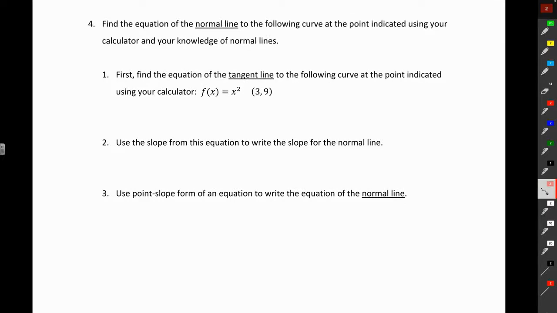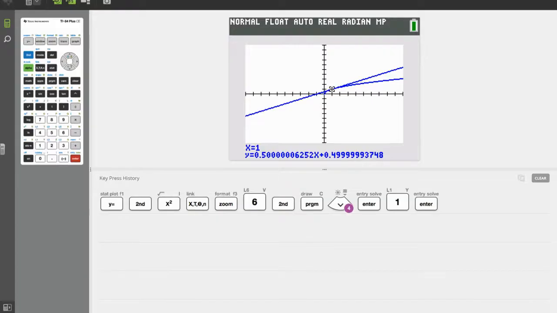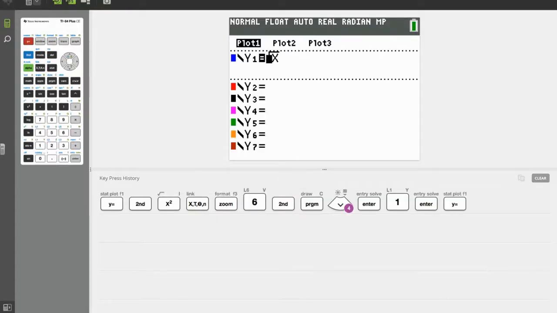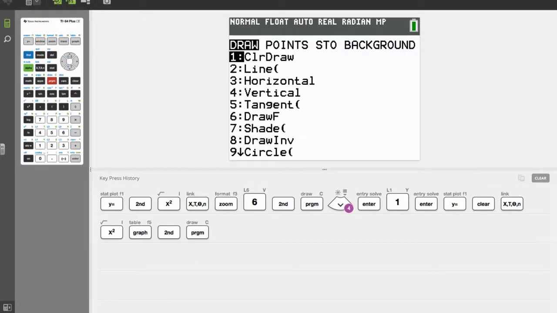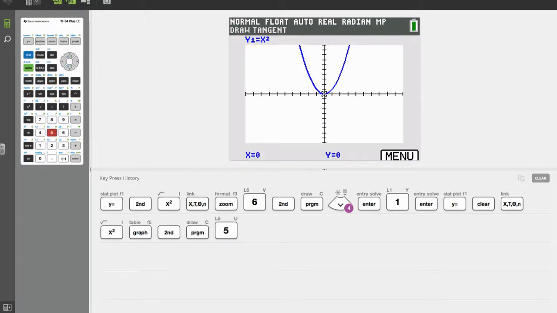Now we're going to do the same thing to find the equation of the normal line to the following curve. So it says first find the equation of the tangent line to the curve at the point. All right, so we're going to go back to our calculator, go to y equals, we'll clear this out, and we're going to enter our new function x squared. And we're going to find the equation at the value of 3. So we're going to go to graph, we're going to go to draw, so second program, we're going to choose tangent, and we're choosing the value of x equals 3. So hit 3 and hit enter.